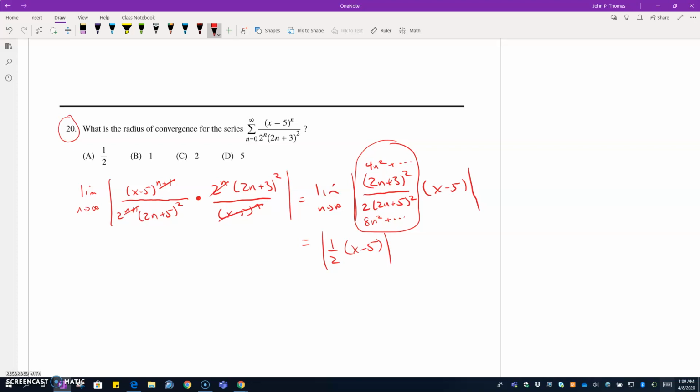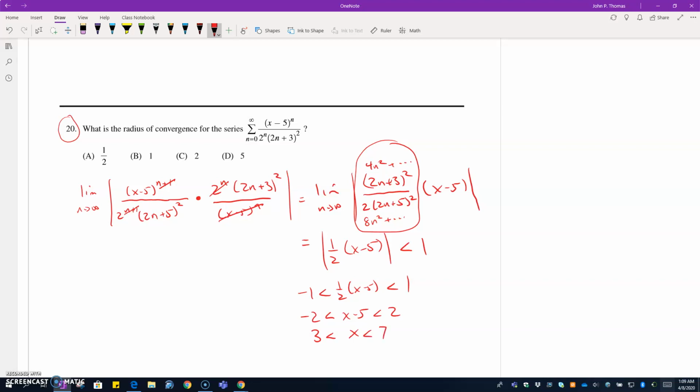In order for this to converge, that limit has to be less than 1. So to solve this, we say -1 is less than 1/2 times (x minus 5), which is less than 1. I'm going to multiply through by 2: -2 is less than x minus 5, which is less than 2. Then I'm going to add 5 to all sides, so I get 3 is less than x, which is less than 7.